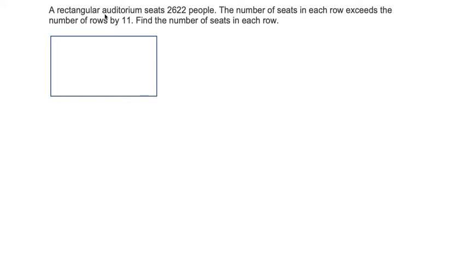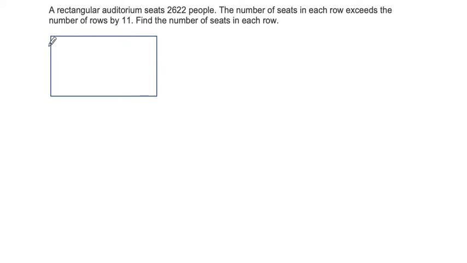So we're given that a rectangular auditorium seats 2,622 people, and here I have this little diagram. It's rectangular, and the number of seats inside here would be 2,622. And they give us that the number of seats in each row exceeds the number of rows by 11.